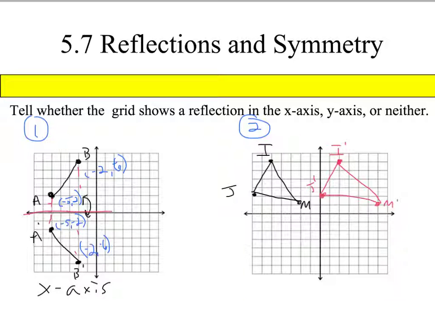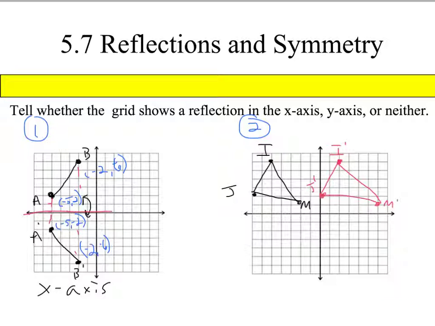Awesome. Okay, so then when we look at number 2, again, we're going to check out, first of all, is it x-axis, y-axis, or neither? But we need to see if it's a reflection first of all. So Jim is going to turn into Jim prime. All right, let's see how we look at this. So we look at Jim and we look at Jim prime. Are they congruent? Yep, they appear to be congruent.